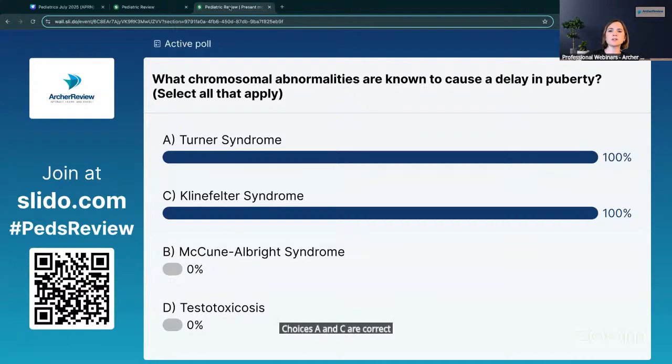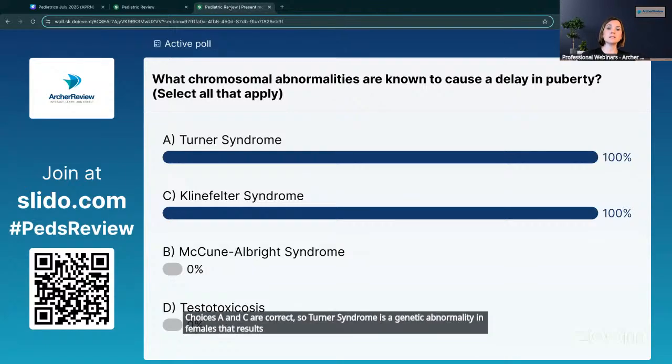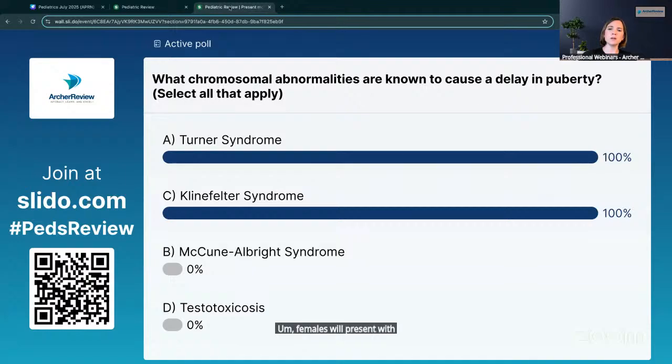So Turner syndrome is a genetic abnormality in females that results from missing the X chromosome. Females will present with delayed puberty or failure to have menarche. They're typically short. They've got that kind of webbed neck. They may have coarc of the aorta. They've got the shield chest with widely spaced nipples.